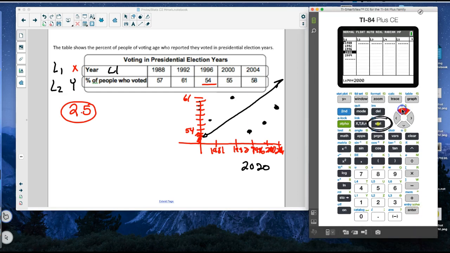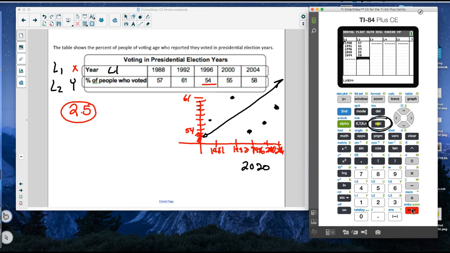Then we'll go up in L2, and I'm just using my arrow key, and I'll move over. I'll go enter the percent of people who voted. In 1988, 57% of the population said they voted. In 1992, it went up, went quite a bit down in 96. 2000, just a slight change. And in 2004, up a little bit more. So just over half the people are saying they voted in the elections most years.